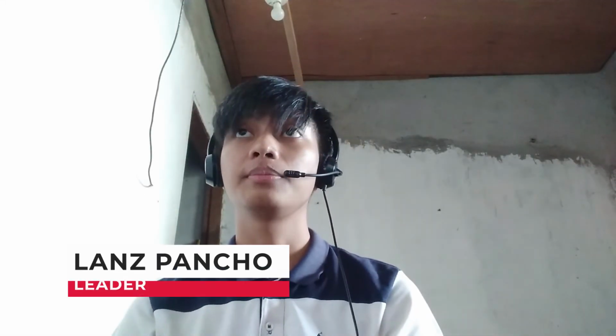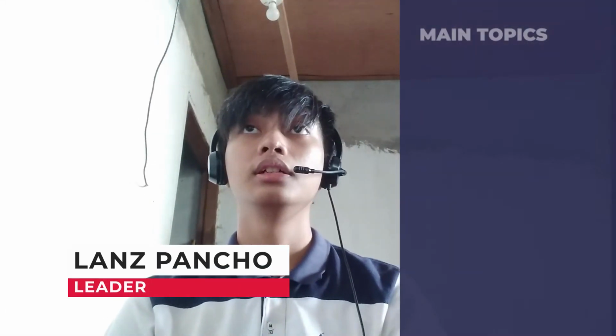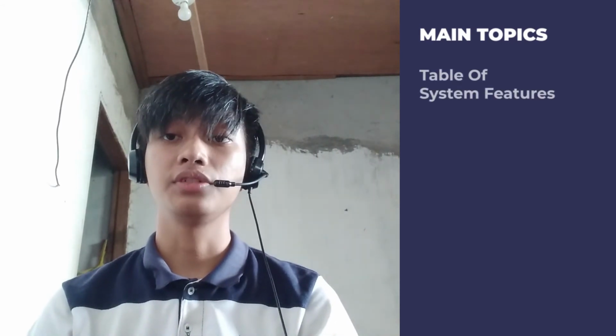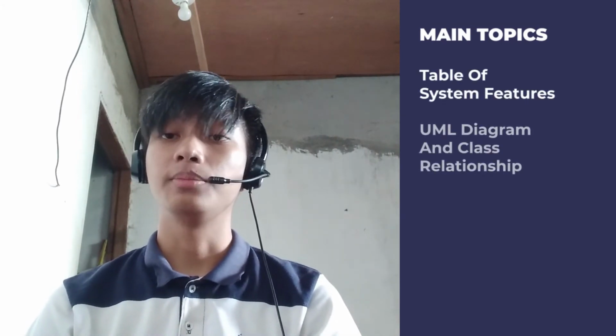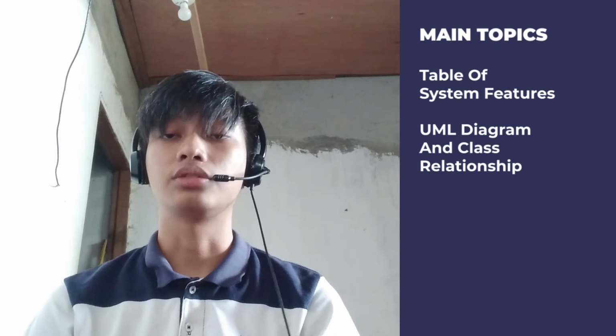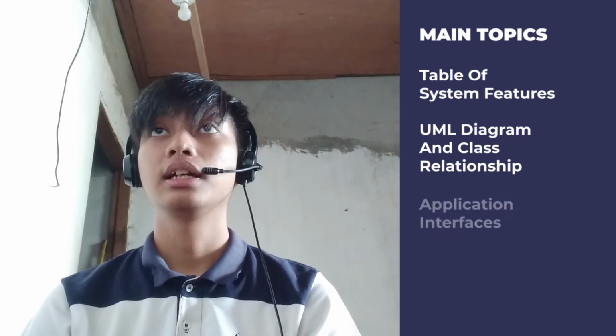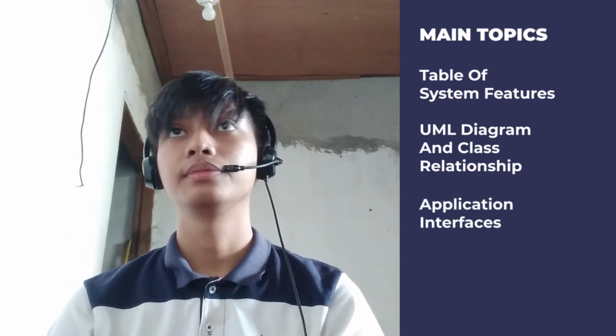So, here are the main topics that we will be talking about. First one is the table of system features. Next, the UML class diagram and its class relationship. And finally, the application interfaces. Starting with the table of system features, it will be discussed by two of my members, Santiago and Tapia.